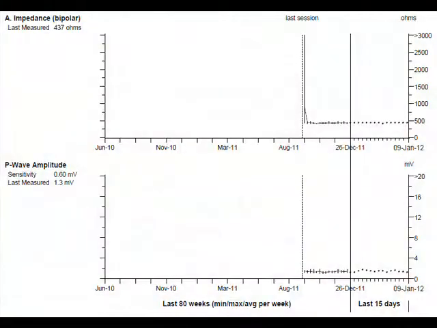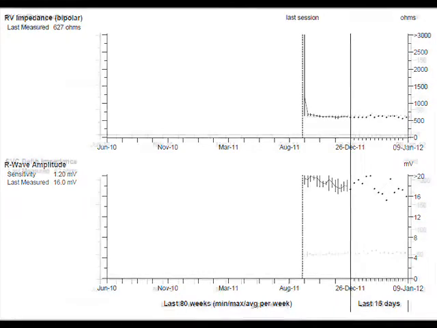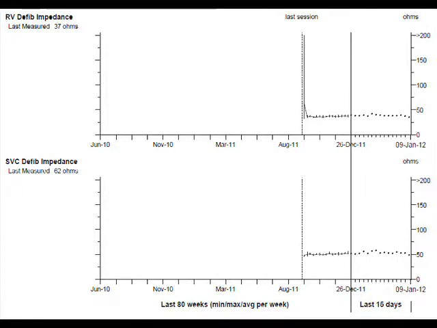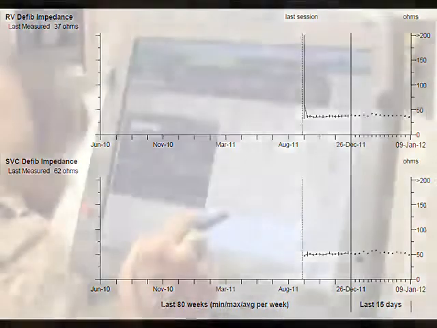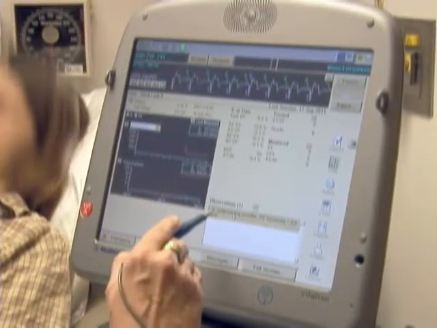The atrial lead impedance and P-wave amplitude should form relatively flat lines. An acute change suggests lead fracture or insulation breach. The right ventricular lead impedance and R-wave amplitude are viewed next. Lastly, the RV and SVC defibrillation impedances are checked. Alerts or observations can also be seen on the main screen of the programmer.